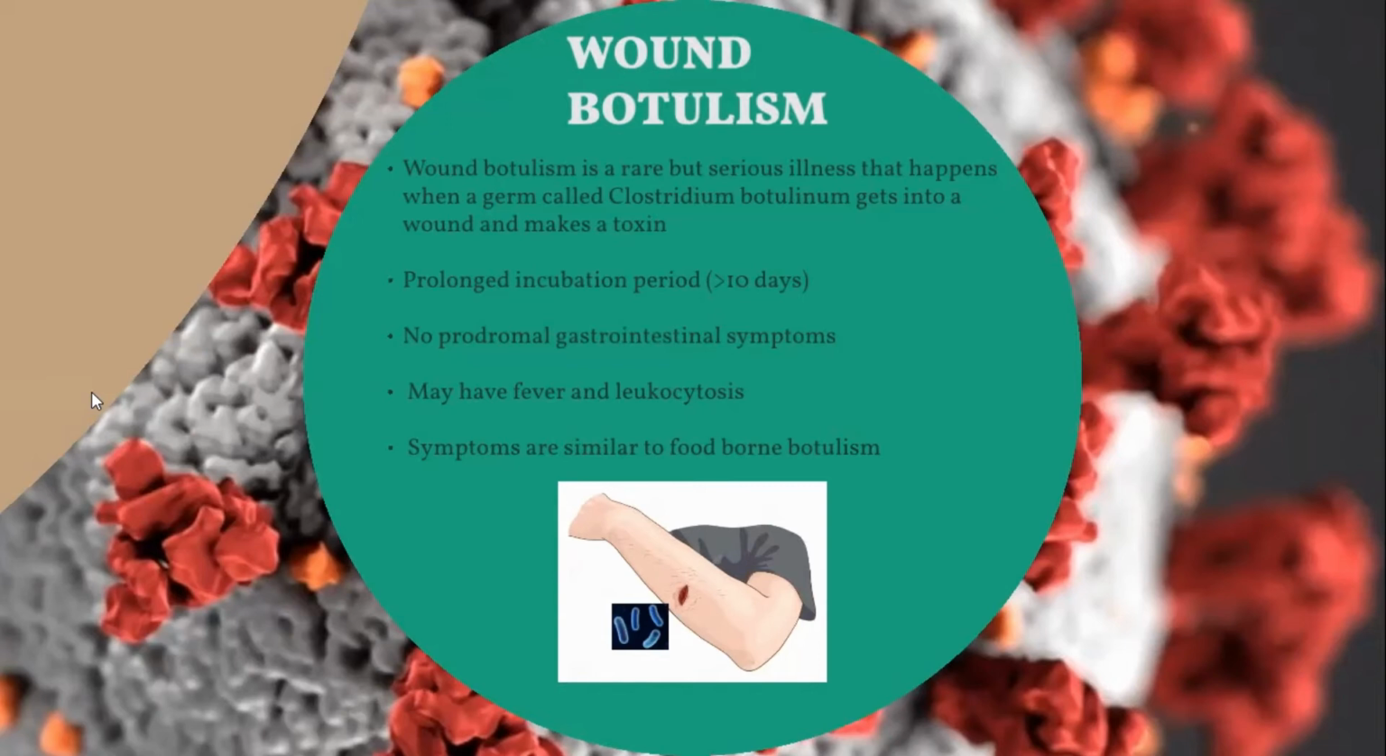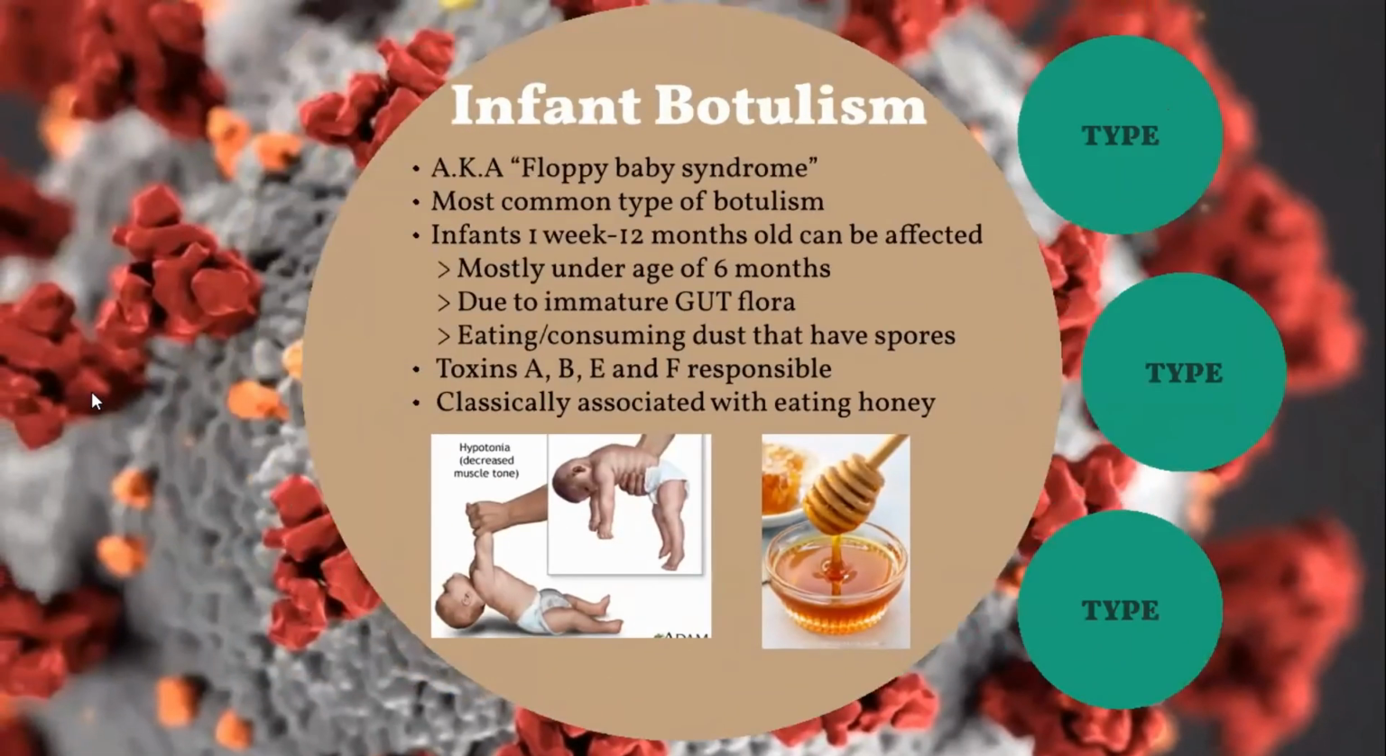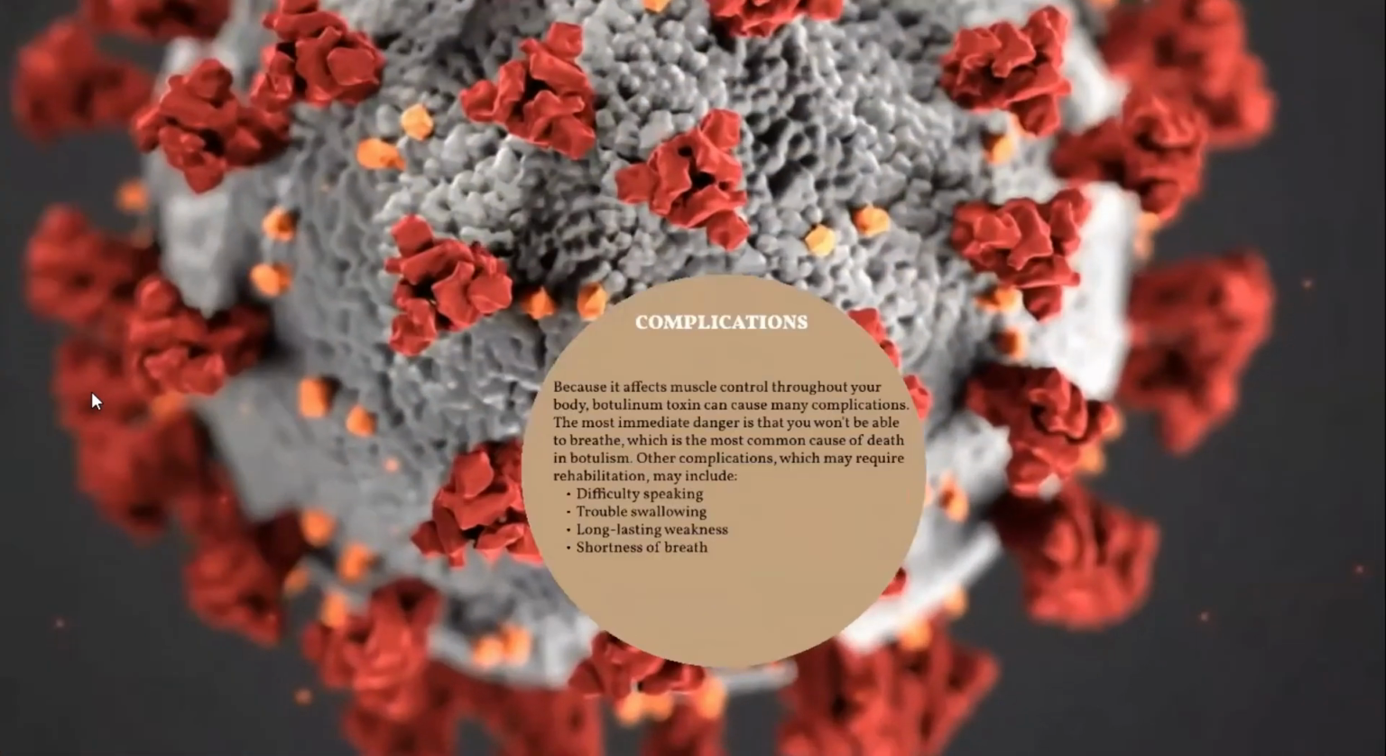So symptoms of wound botulism are very similar to foodborne botulism, such as vertigo, dry eyes, blurry vision, descending paralysis. Okay, so let's move on to the complications.